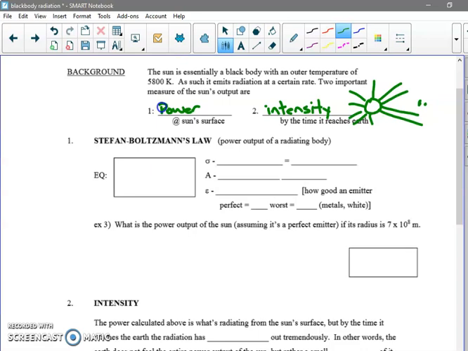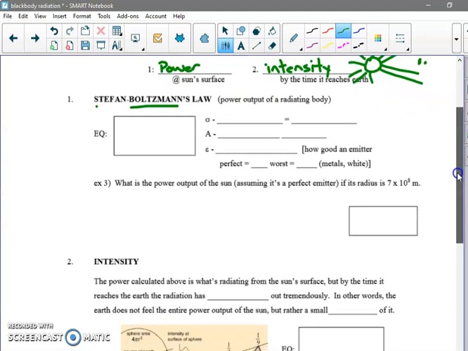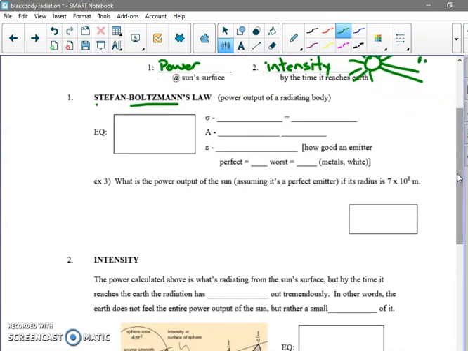So the first one is the most important equation of this, and it's called the Stefan-Boltzmann law. There's Boltzmann again from kinetic theory. Stefan was another physicist. They give an equation for the power output of a radiating body. Basically it's simply this: power equals epsilon, sigma, A, and then the most important part, the temperature to the fourth power. So you see that the power output of any body goes by the fourth power of the temperature.